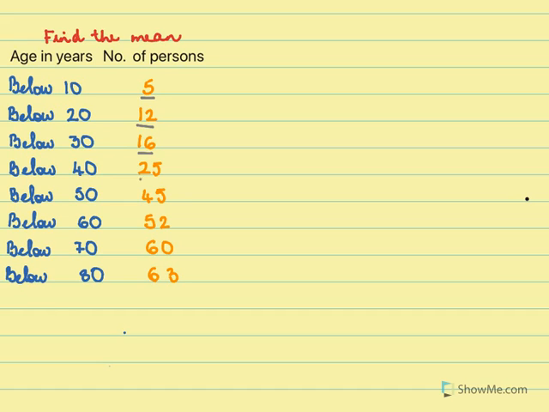Below the age of 40, there are 25 people. Below the age of 50, there are 45. Below the age of 60, there are 52. And below the age of 70, there are 60. Below the age of 80, there are 63 persons. So the first thing we need to do is find the class interval.